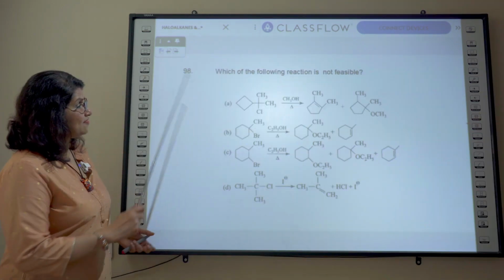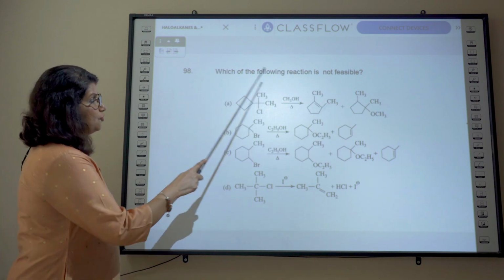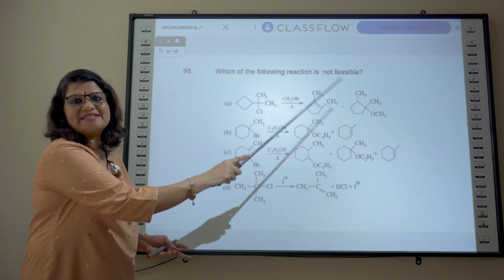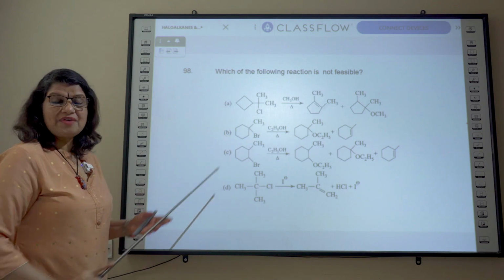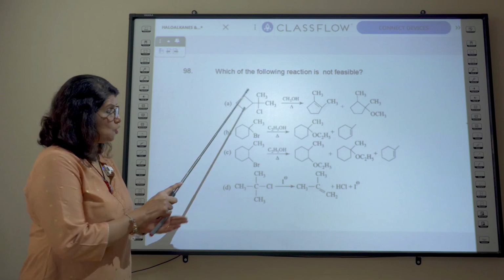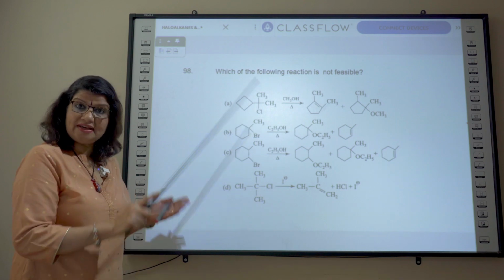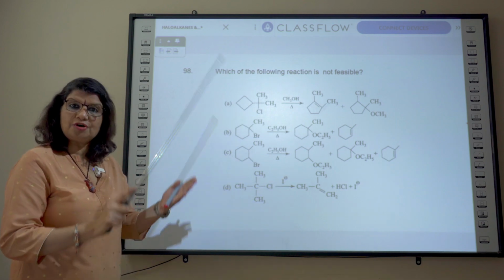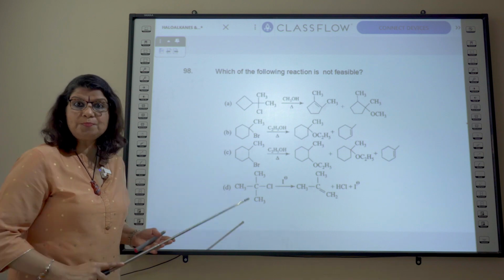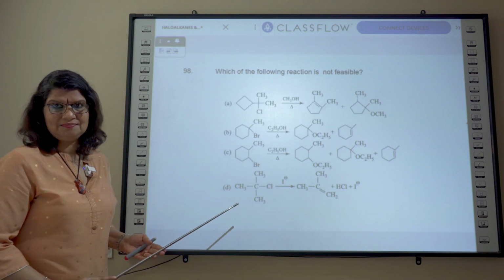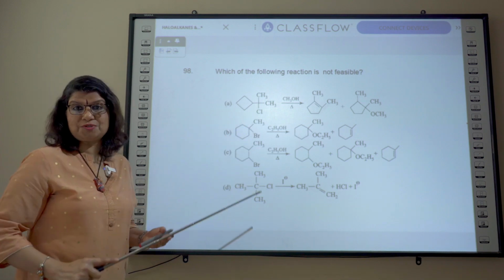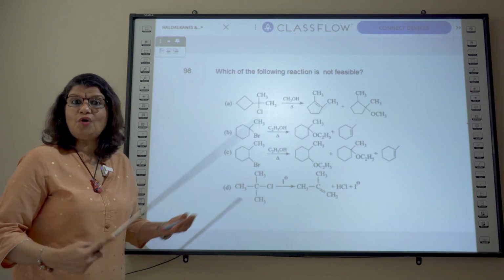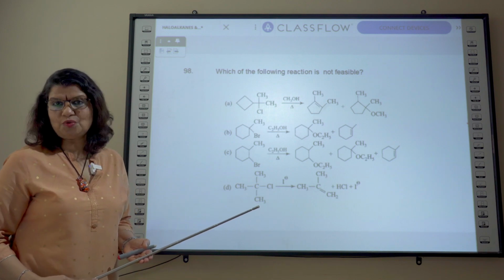Okay, here we have the next question. Which of the following reactions is not feasible? Okay, we have got 4 options. So we have to find out which are the reactions. We look at each option and identify whether the reaction is possible or not. Whichever reaction is not possible is the answer to this question. Let's tackle each of these options, because by tackling each of these options, we get a better understanding of all the reactions that we have learned so far.